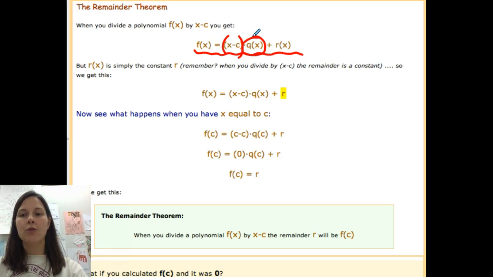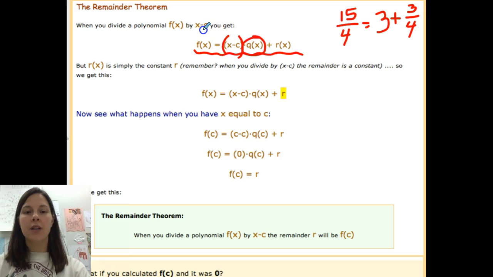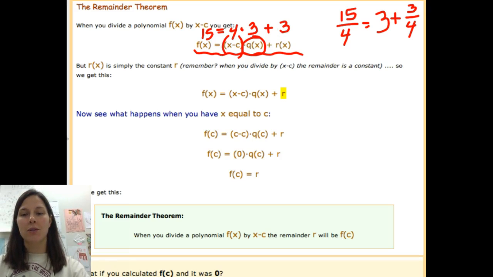Remember, when you divide normal numbers, let's say we have 15 divided by 4, we would get 3 because 4 goes into 15 3 whole times, plus the remainder, which is 3, over what we divided by. Rewriting this, the function was 15, what we divided by was 4, the quotient, or the result, was 3, plus we had a remainder of 3. So 15 equals 4 times 3 plus 3. That's true. That's all they're saying here, but with function notation.